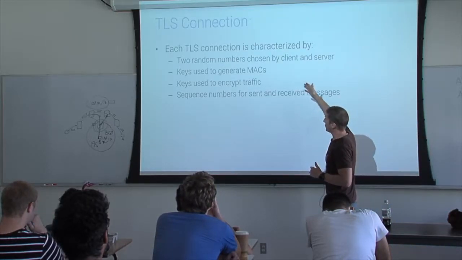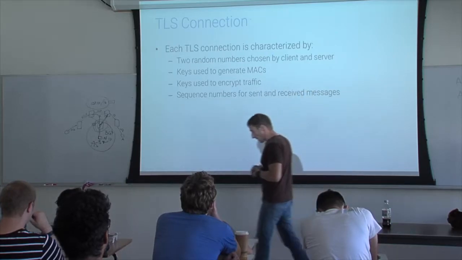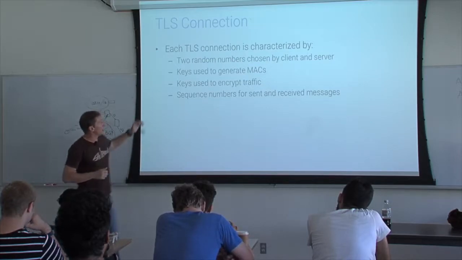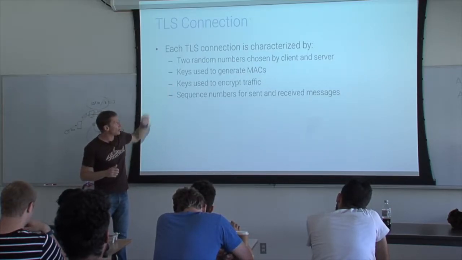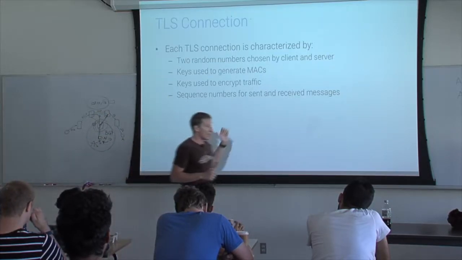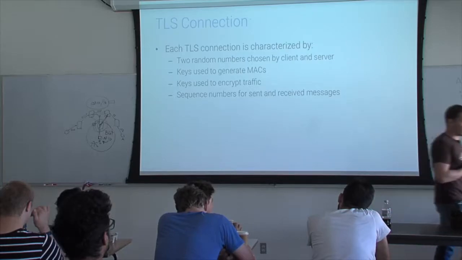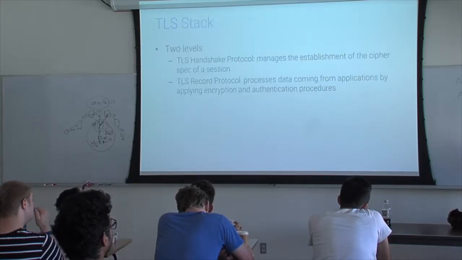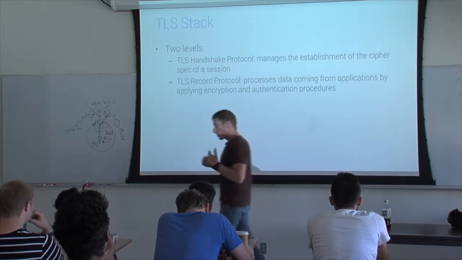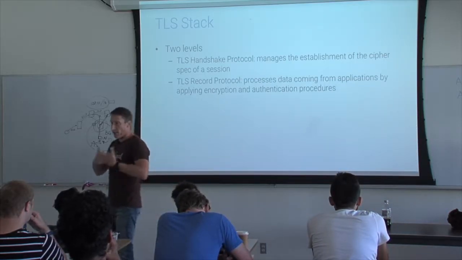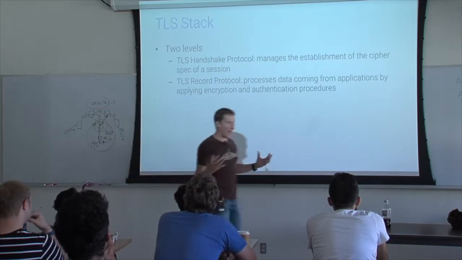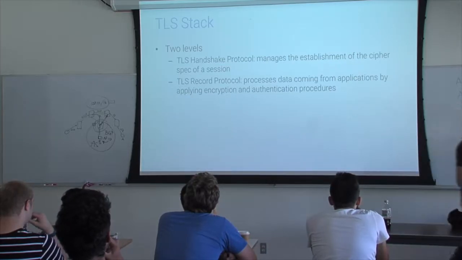Fundamentally, each connection is characterized by random numbers that are established by the client and the server. The keys they use generate authentication checks and encrypt traffic, and also sequence numbers to prevent replay attacks. TLS has two stacks. There is a handshake protocol, which is used to establish the connection, and then there is an actual record protocol that is able to pack and unpack data as necessary.